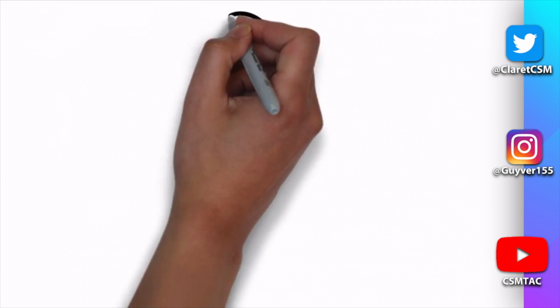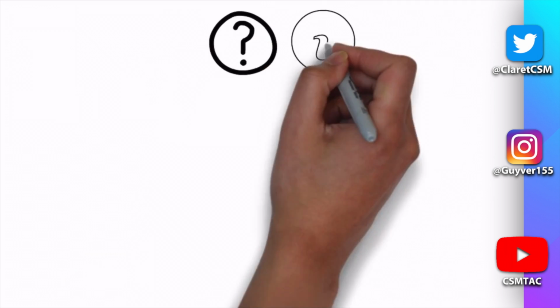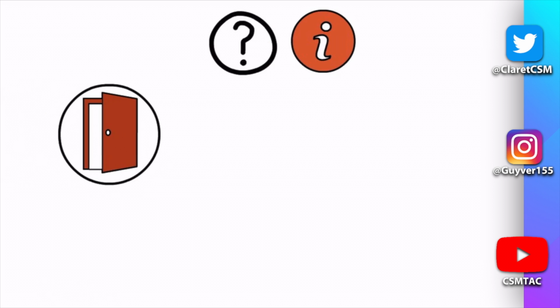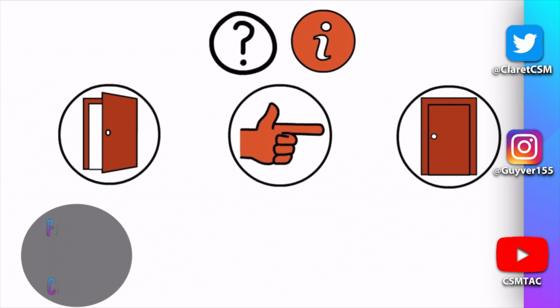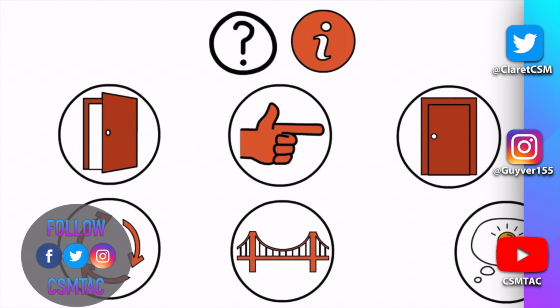So, there are 6 types of questions you can use to gain information. These are open, probing, closed, repetition, bridging, and hypothetical.